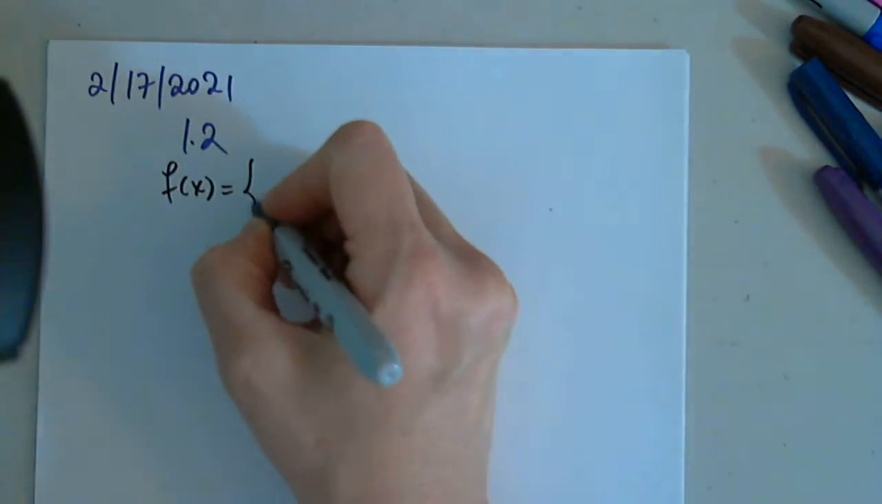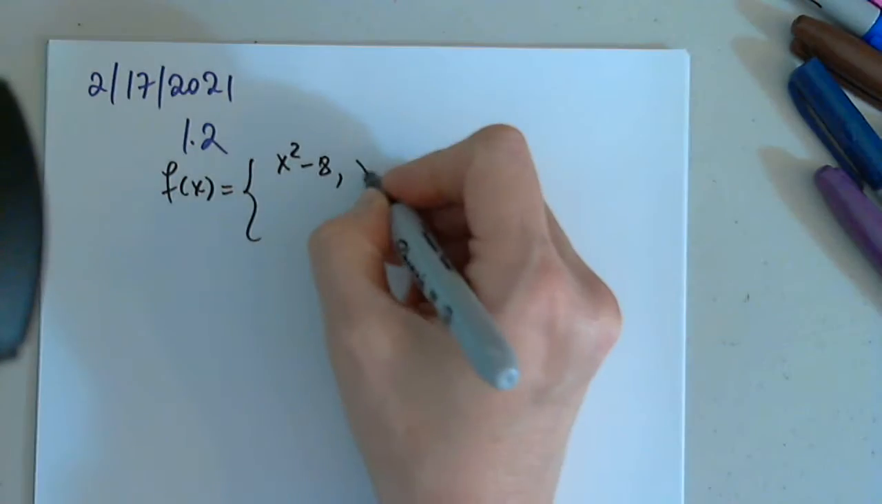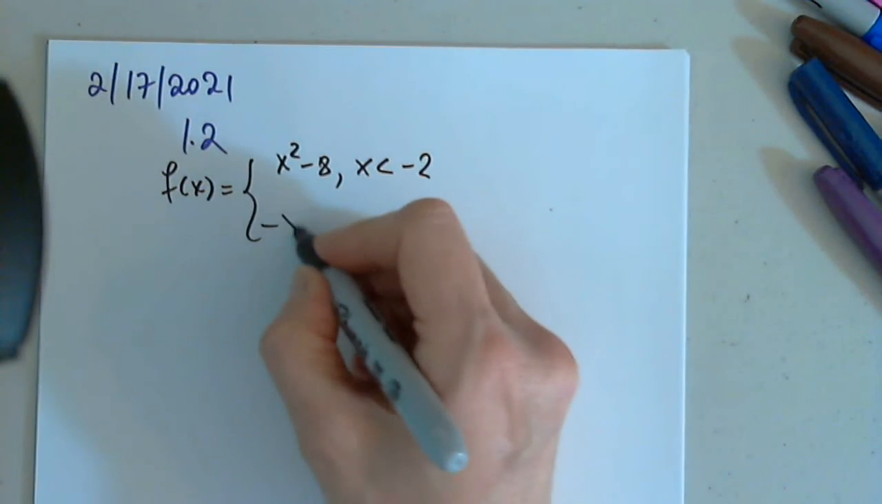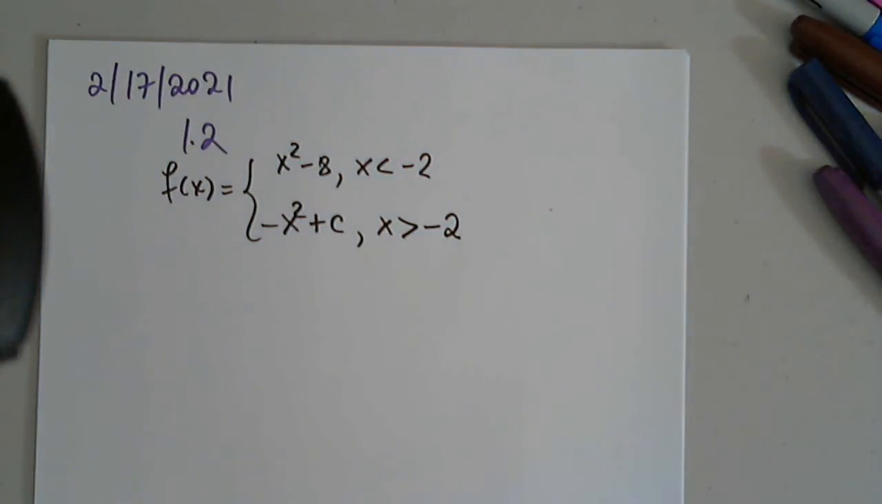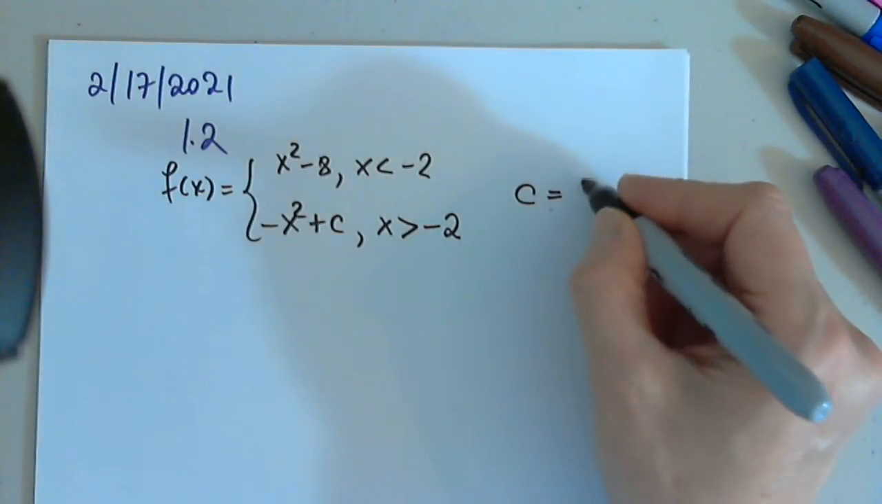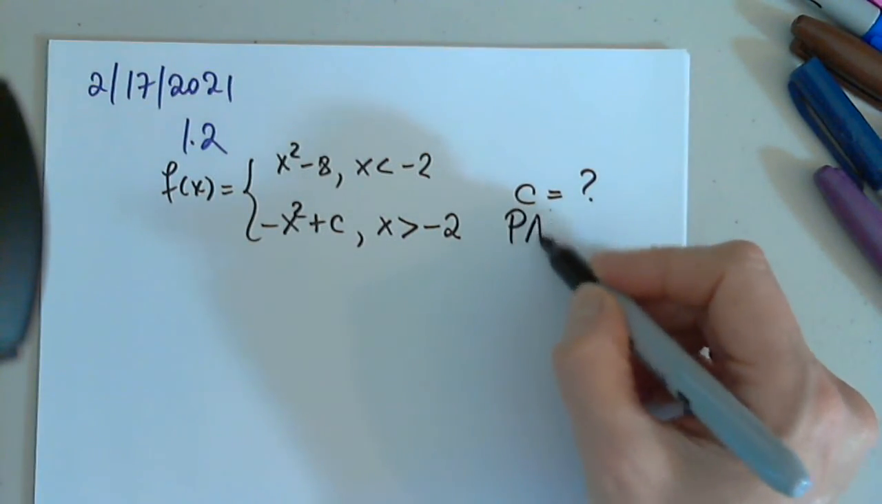f of x, which is x squared minus 8 for x less than negative 2, and negative x squared plus c for x greater than negative 2. And we're asked to find the value of c. This is called a parameter.